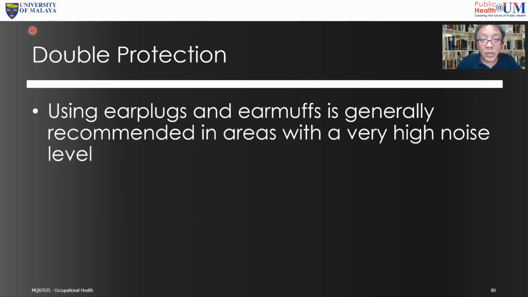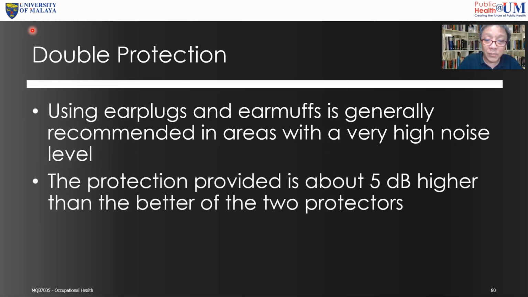So look at double protection. Earmuff is recommended for areas where there's a high noise level. Double protection means that you put an earplug, and on top of that you put an earmuff. So you put an earplug and an earmuff. It's called double protection. The double protection provides an extra 5 dB over the two protectors.